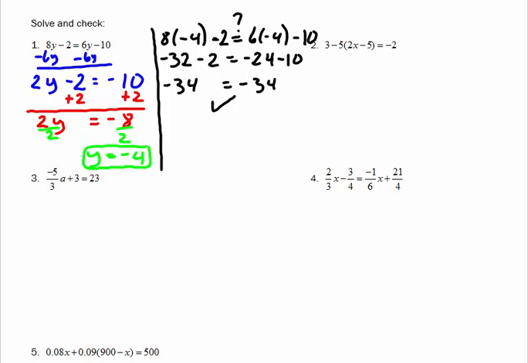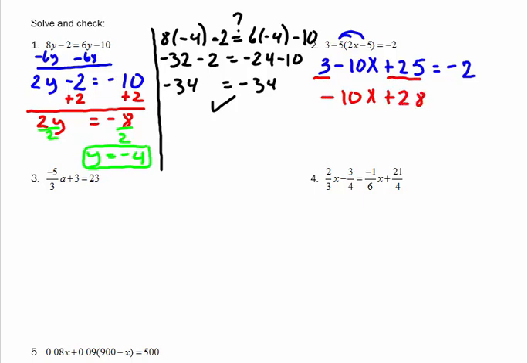Number 2, we do have some parentheses, so we must distribute to get rid of parentheses. Make sure when you do so, you also distribute that negative. So we have 3 minus 10x, but plus 25, and that's supposed to equal -2. Since we do have some like terms that are on the same side, we'll combine them. We have a 3 plus 25. So when we put those two together, we get a plus 28, still equaling a -2.